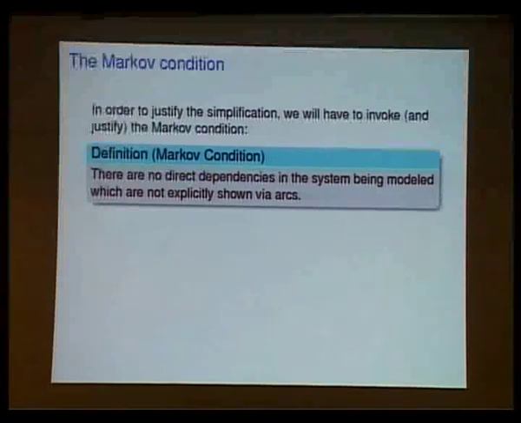It doesn't have to be true, of course. You can have a network that doesn't satisfy the Markov condition. What that means is that you're missing some arcs, so you've got the wrong network for modeling your problem.